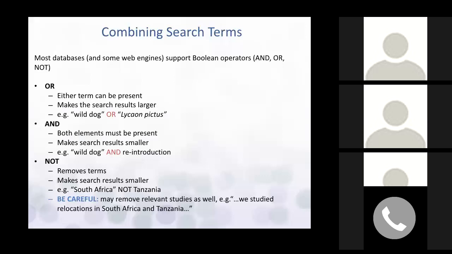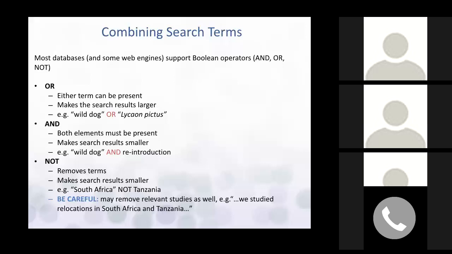In this case, you're connecting your different terms using these logical operators. So if you have an or connecting two words, if you search with an abstract, you'll find your results will be anything that contains wild dog or the Latin name. And if you use an and, it has to have both of those terms in the same abstract. So that's going to start reducing the number of results that you get.